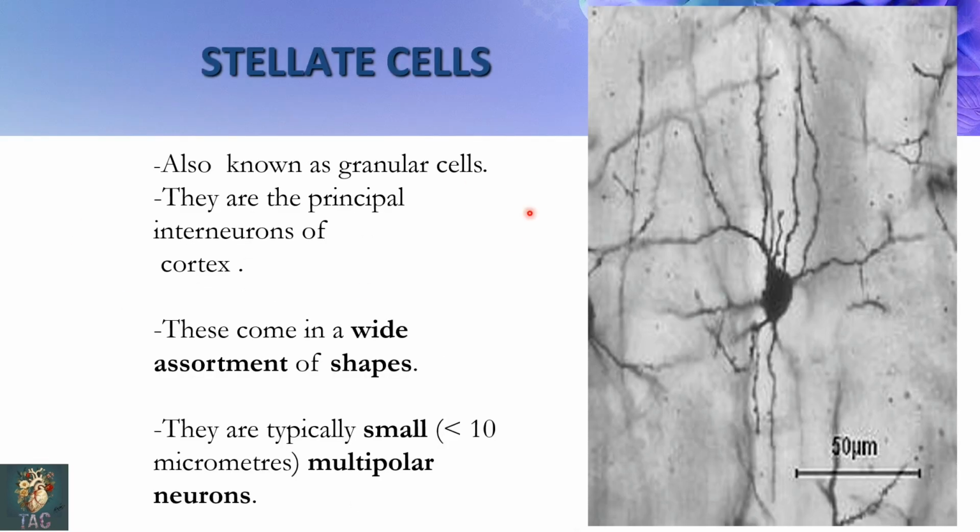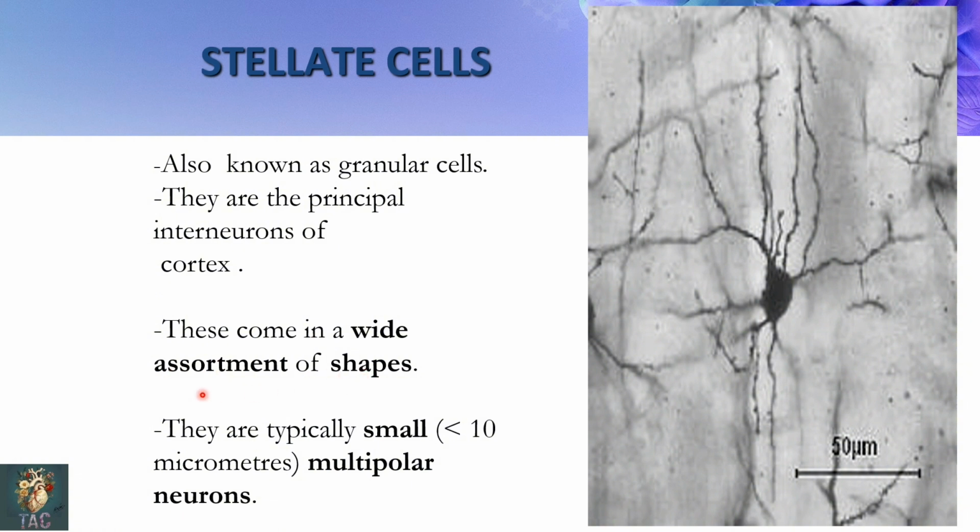So now we describe the stellate cells, also called the granular cells. They are the principal interneurons of the cortex. Please remember, this is again your MCQ, that the principal interneurons of the cortex are the granular cells, also called the stellate cells. Please do not confuse stellate cells with satellite cells. The satellite cells are present in the ganglia, that is the dorsal root ganglia and other ganglia. They are present outside the central nervous system. And the stellate cells are present in the cerebral cortex. They are also called the granular cells, and they are the principal interneurons of the cortex.